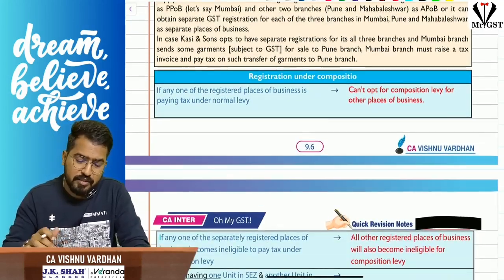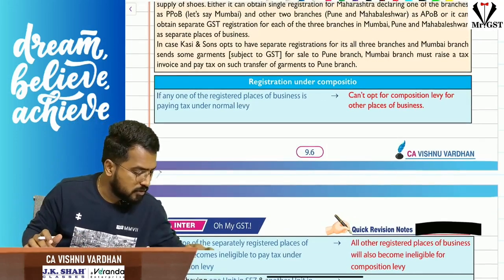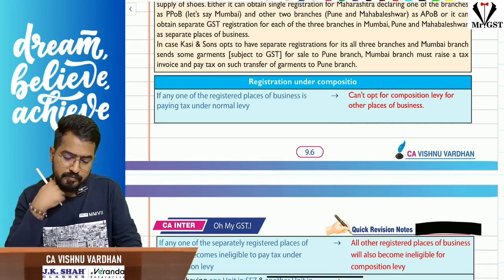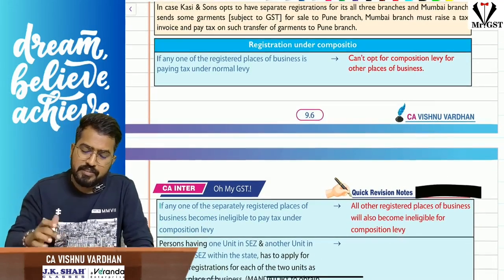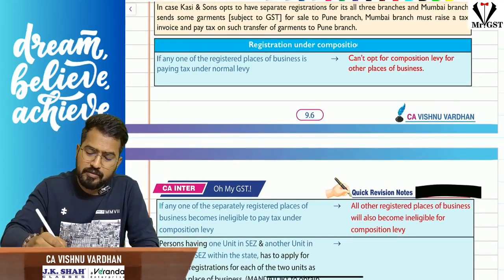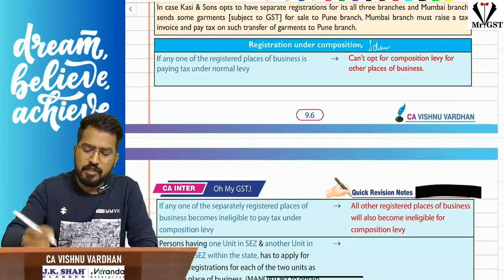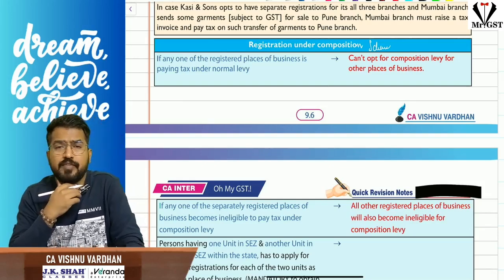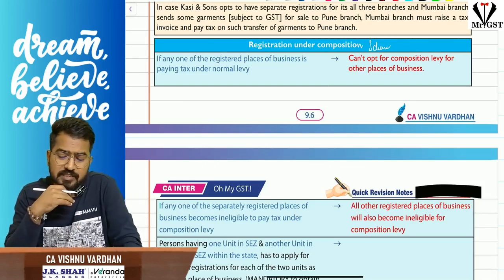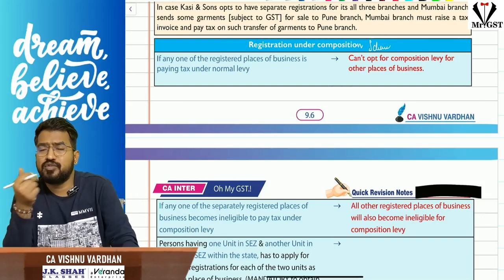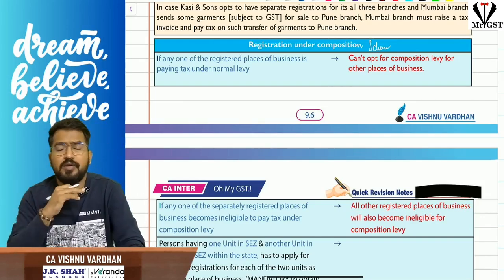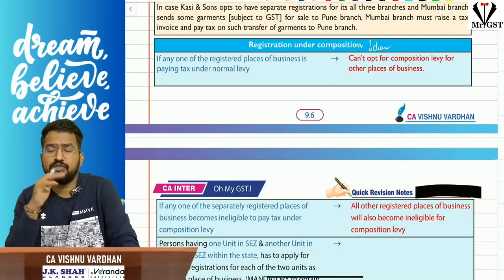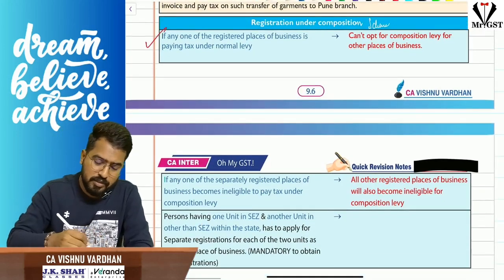And registration under composition scheme. Now please understand, generally if you remember, in composition scheme we have discussed, sir, if you have multiple registrations, what do we have to do? Sir, all the registrations should go for composition scheme or all the registrations should go for normal scheme. One registration going for normal scheme and one registration going for composition scheme, that is not possible. So that is the point here.